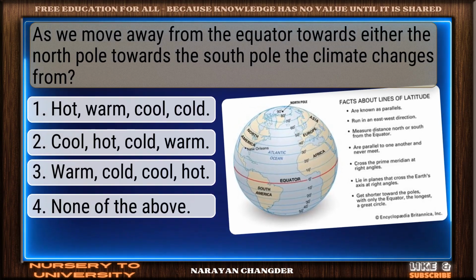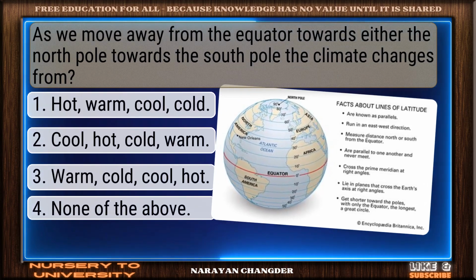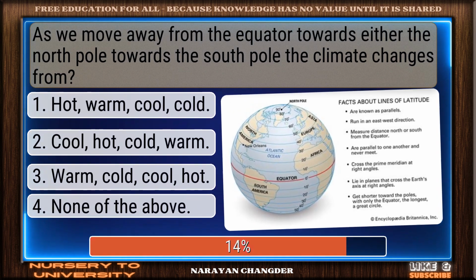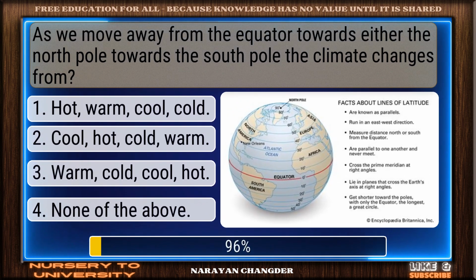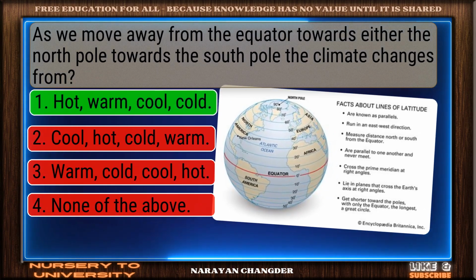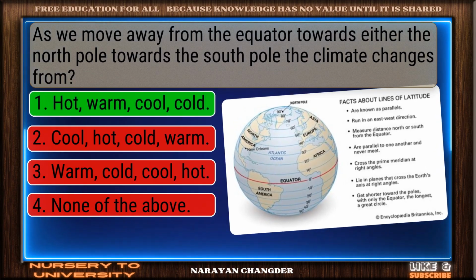As we move away from the equator towards either the North Pole or the South Pole, the climate changes from. Nice selection. Hot, warm, cool. Cold is the correct and valid answer.